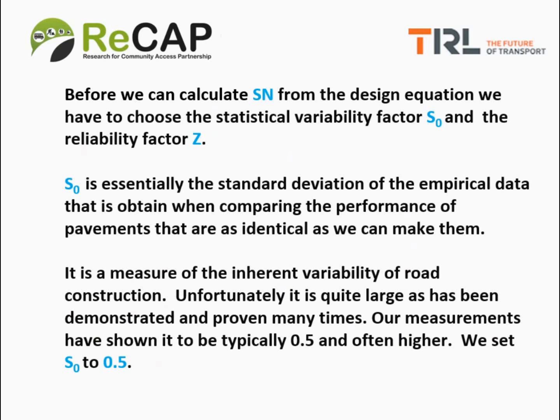Unfortunately, it is quite large. I think the range typically on the AASHTO road test between the good performers and the poor performers of relatively identical pavements was about a factor of 4 or 5 in traffic. So that's a huge difference. So it's a very real problem with designing roads. Our measurements have shown it is typically 0.5 and often higher. For this particular example, we'll set S0 to 0.5. You'll see how that affects things in a moment.